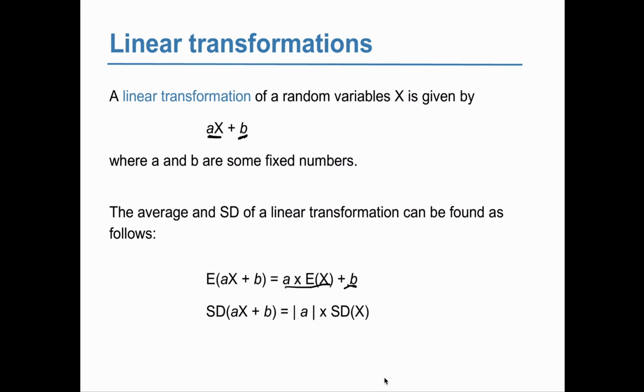You multiply the mean by a and you add b. The standard deviation, you multiply by the absolute value of a. You do not add b, right? Adding a constant to all of the values does not change the standard deviation. So if I have a distribution that looks like this, and I add 10 to all of the numbers, I'm going to get a distribution that looks like this. My standard deviation does not change, but my mean does change. My mean increases by 10 from here to here.